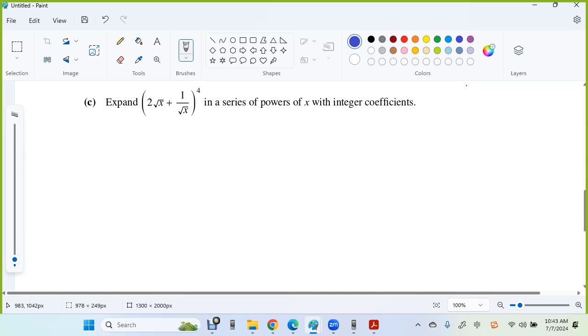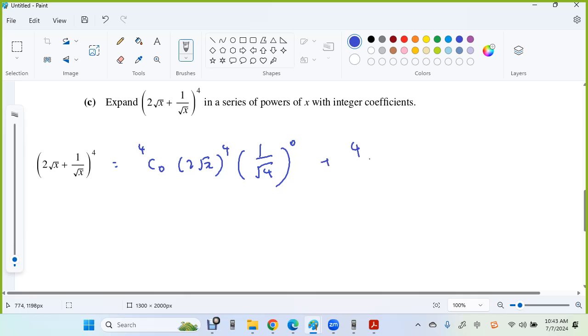Next, C, we need to expand this one in a series of power of x with integer coefficient. So this one power 4, then we have the 4c0 2 square root x power 4 and then 1 over square root x power 0, 4c1 2 square root x power 3, 1 over square root x power 1.